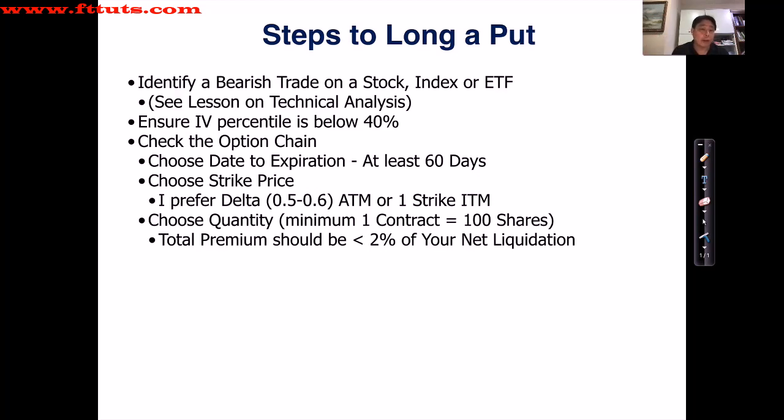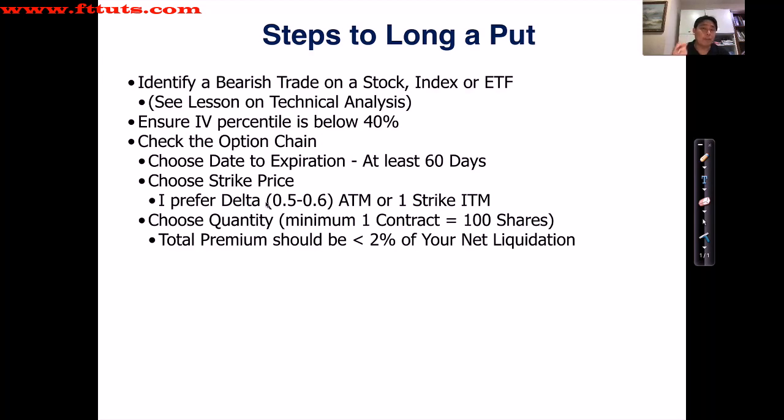Next is to choose a strike price. So again, you could buy the option that is deep in the money, at the money, or out of the money. And once again, there are pros and cons to each approach. So I prefer to buy options that are at the money or slightly in the money. So I look for delta between 0.5 to 0.6, which is about one strike in the money.